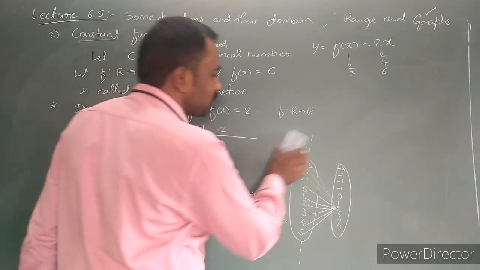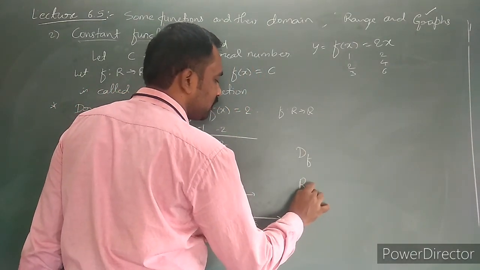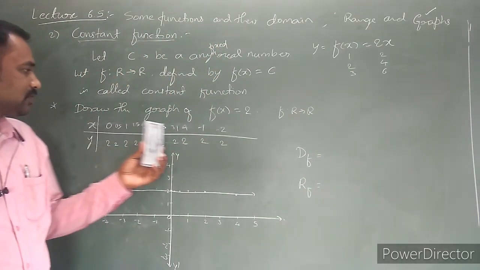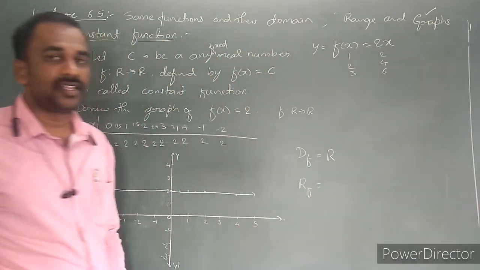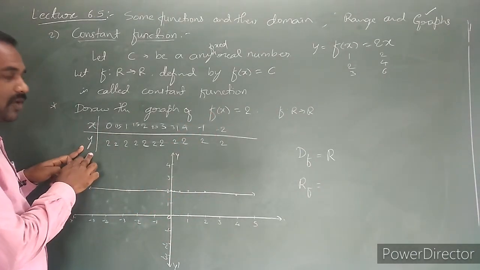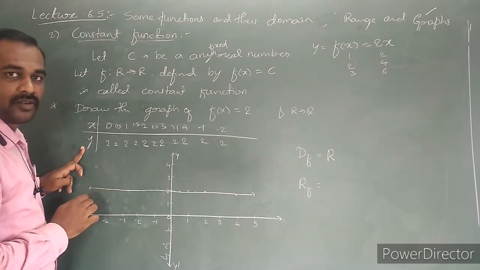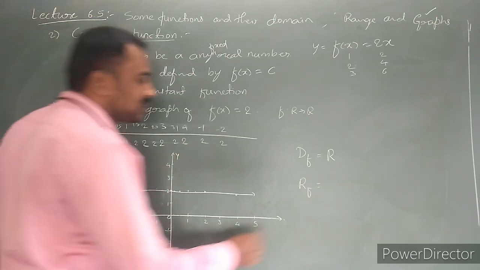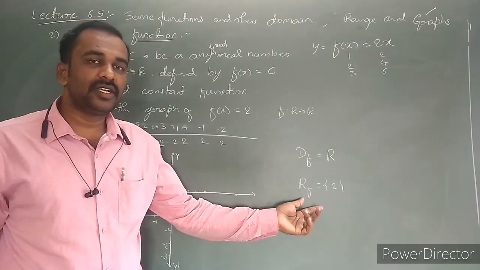Now let's come to the domain and range of the function. What is the domain and what is the range? Domain means x value. What x values are chosen? All the real numbers. Therefore, the domain of the function is all real numbers. Range is nothing but the function value, that is the y value. Whatever the x value, the y value is 2. That means only one element, that is 2.